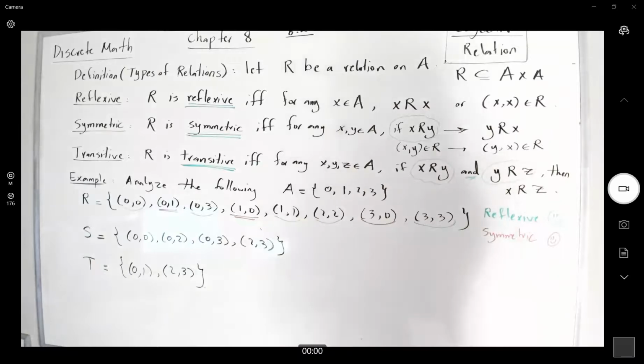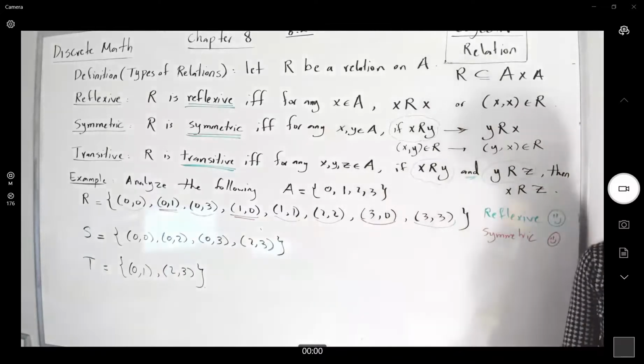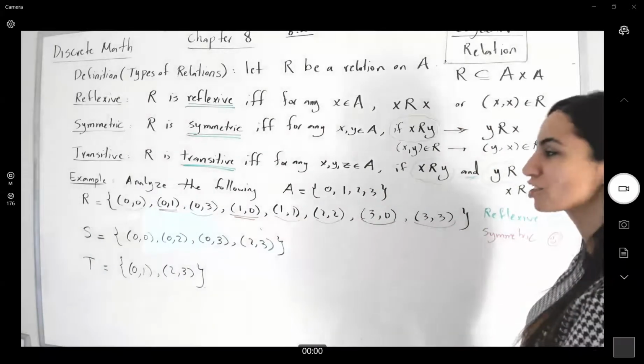What's missing here? Can we conclude that this is a transitive relation? Why it is transitive, why it's not transitive.